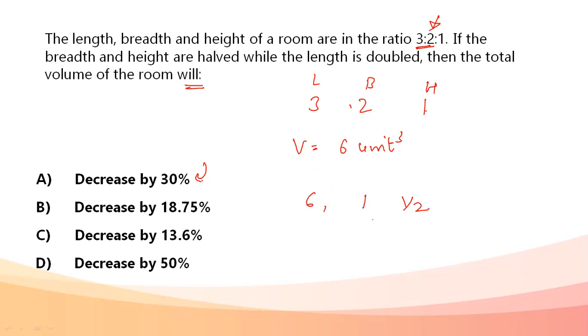Okay, now the new volume becomes 6 into 1 into 1 by 2, that is 3 unit cube. So with respect to the first, the volume has now decreased and it has become half. So the volume of the room decreases by 50%. My answer is option D.